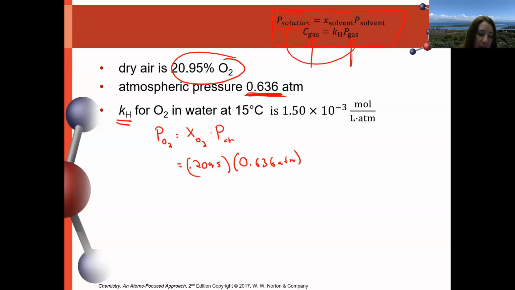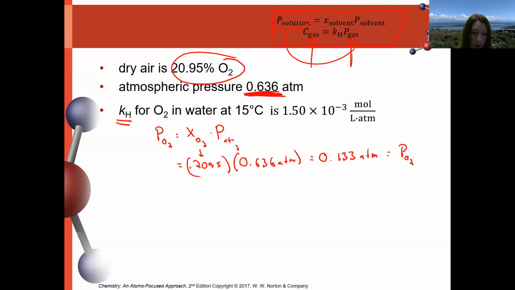All of them in the atmosphere is 0.636 at that height. Oxygen is 20% of that. So of all of these molecules, oxygen is 20% of it. So there's our oxygen times all our molecules. So that gives us 0.133 atmospheres. That is the pressure of our oxygen. Okay? So that's our pressure of our oxygen.